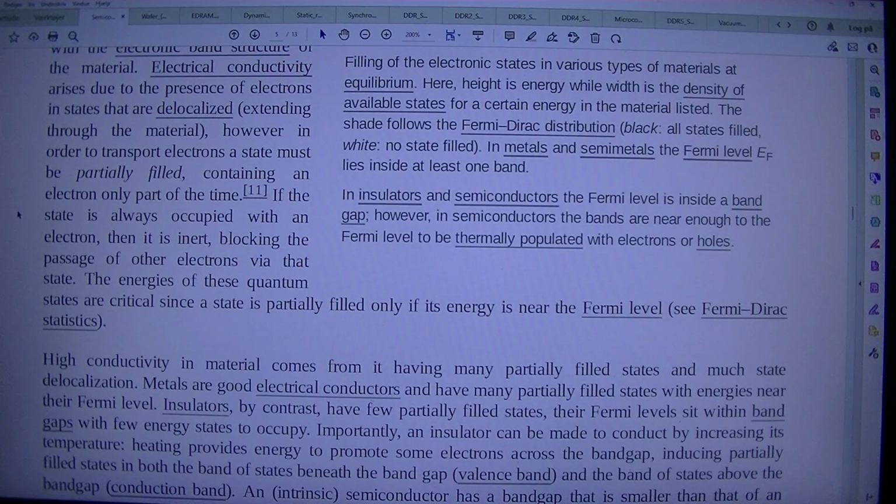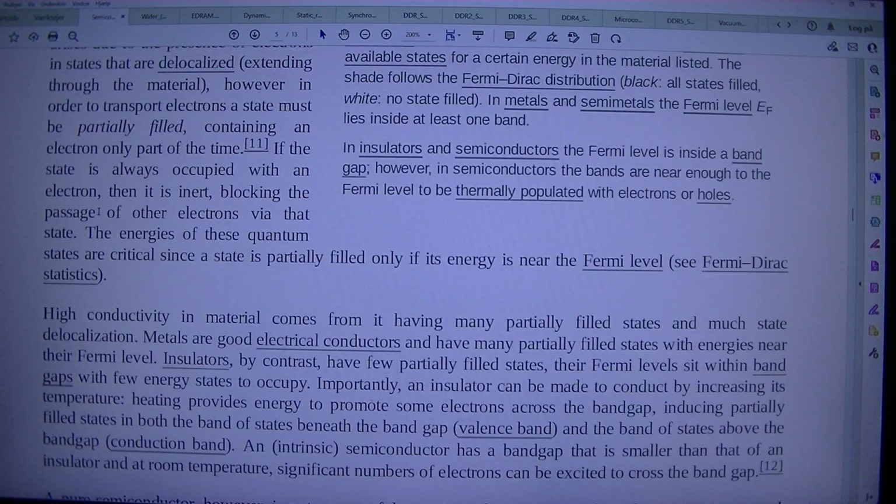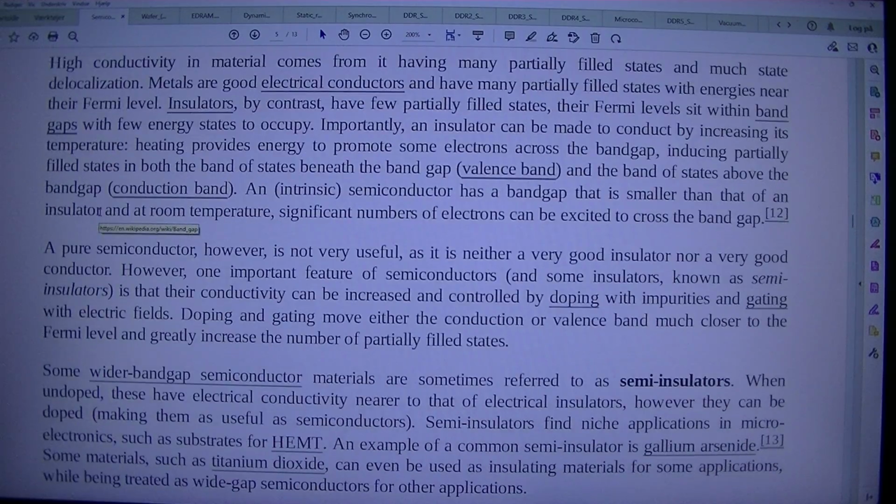If the state is always occupied with an electron, then it is inert, blocking the passage of other electrons via that state. The energies of these quantum states are critical since a state is partially filled only if its energy is near the Fermi level. See Fermi-Dirac statistics. High conductivity in a material comes from it having many partially filled states and much state delocalization.